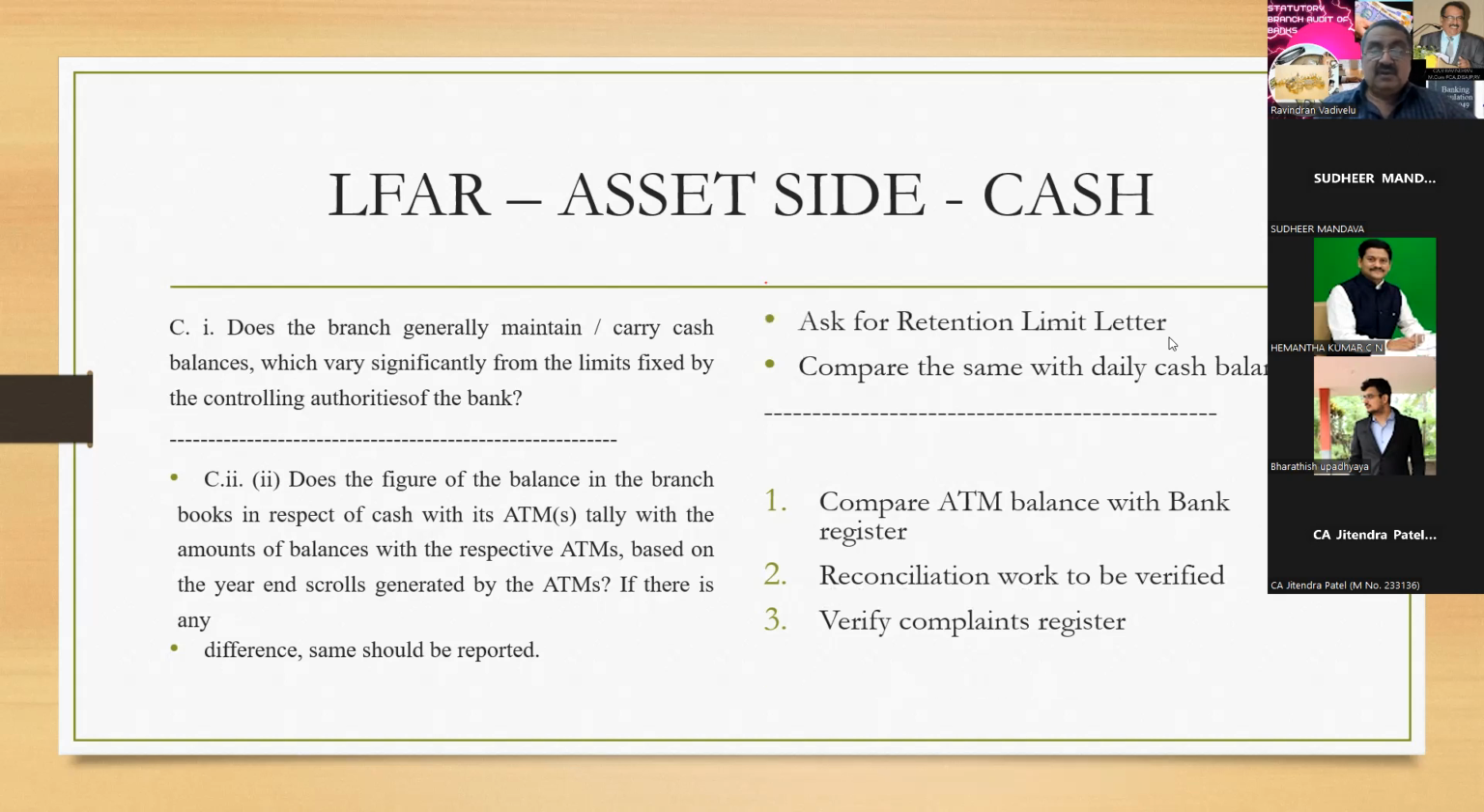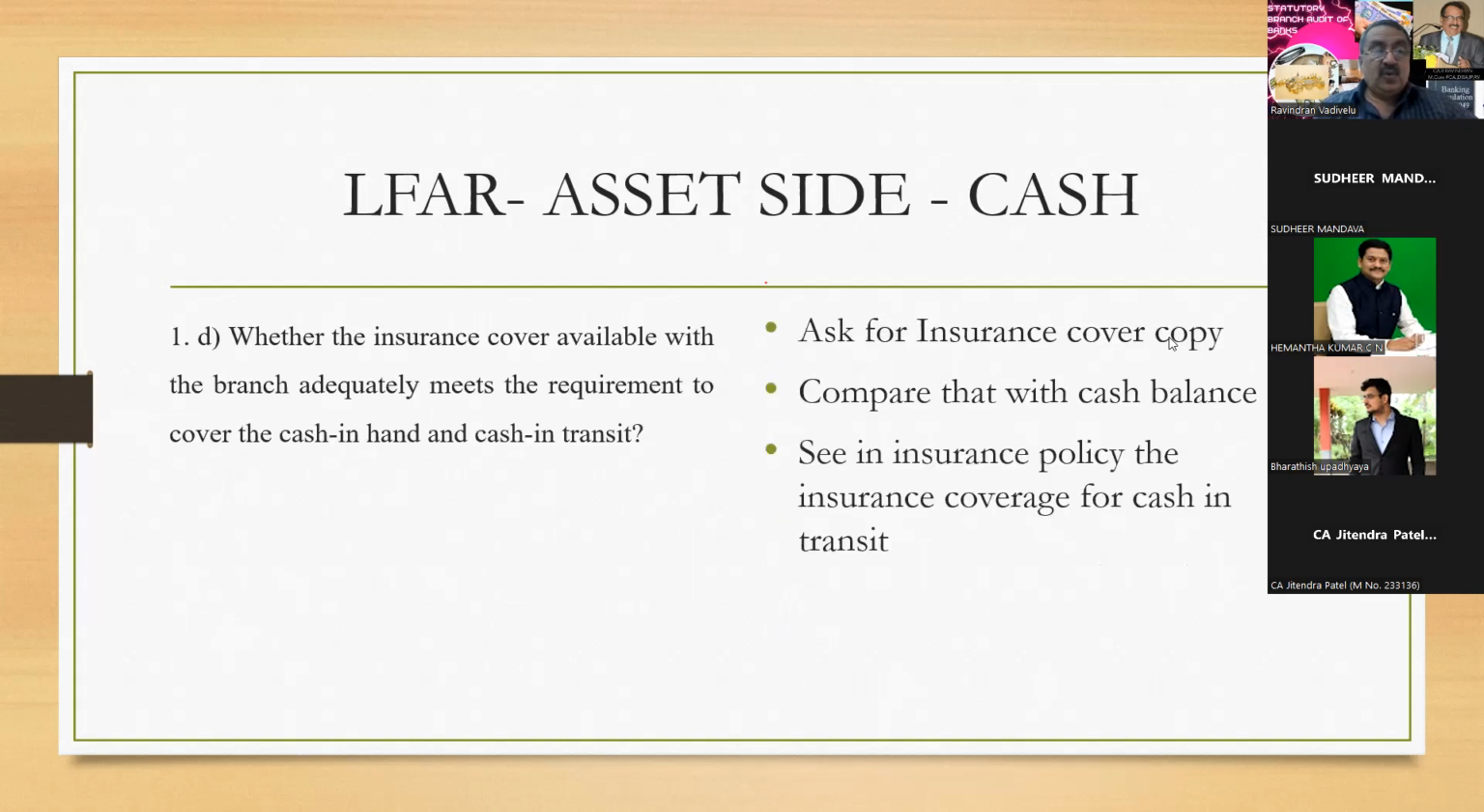Now I am moving to the third point in the cash. So far we have seen 1, 2, A, B, C. Now I am moving to point D: whether the insurance cover is available or not. Does the insurance cover available with the branch adequately meet the requirement to cover the cash in hand and cash in transit?